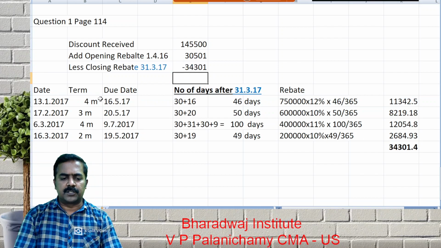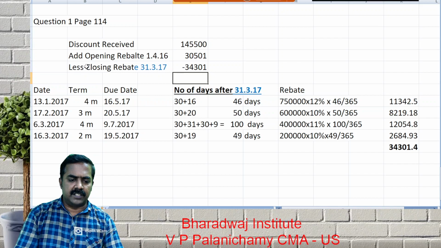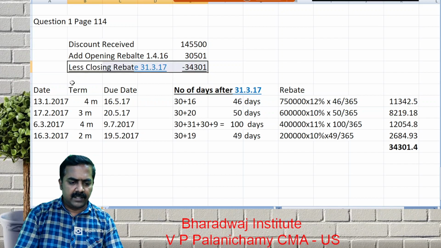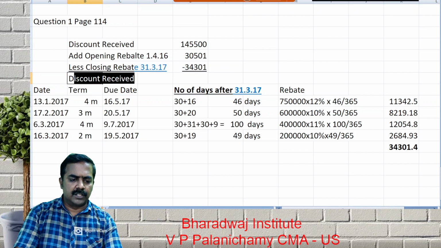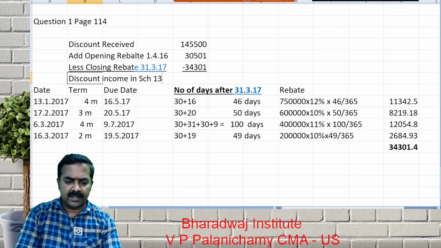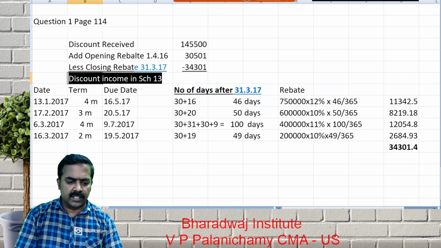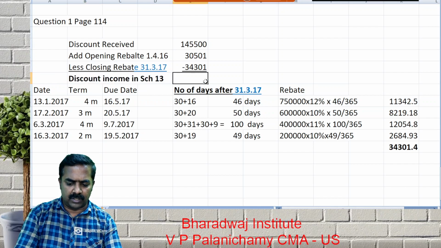Wait. Less closing rebate, this amount will be deducted. Why? Because this discount belongs to which year? Next year. So eliminate the closing rebate. This will give us discount income. Discount income in which schedule? Schedule number 13. Discount income in schedule number 13 will be the total of all these things.